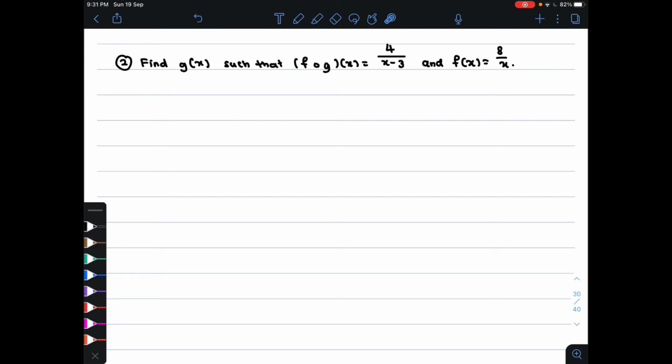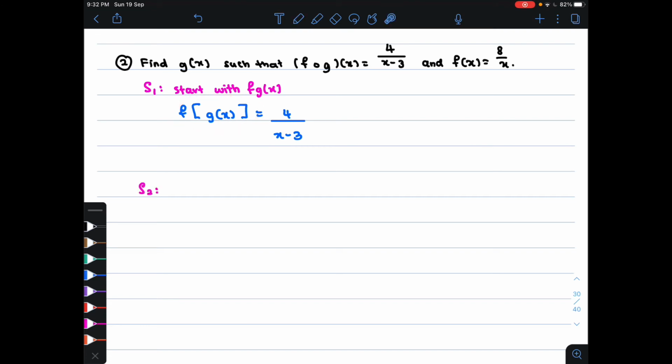For question 2, we need to find the function gx such that this is your composite function and this is your fx. So this means that we have two steps. The first step is to start with your composite function. So the composite function is f gx. Just write down your composite function in this form.